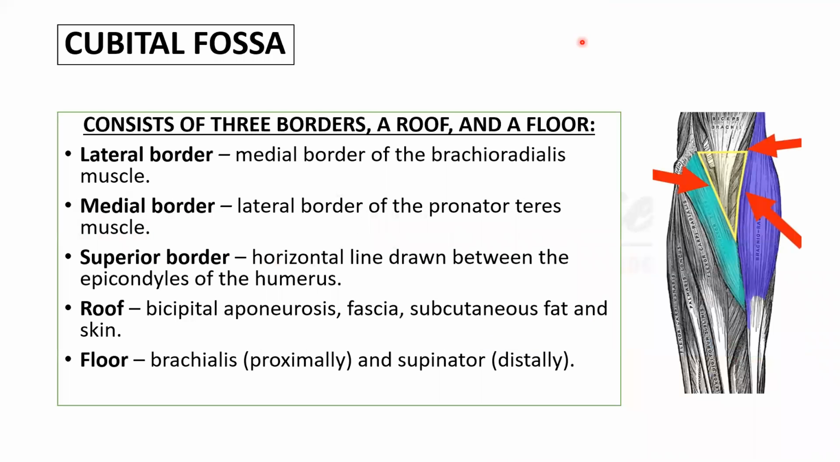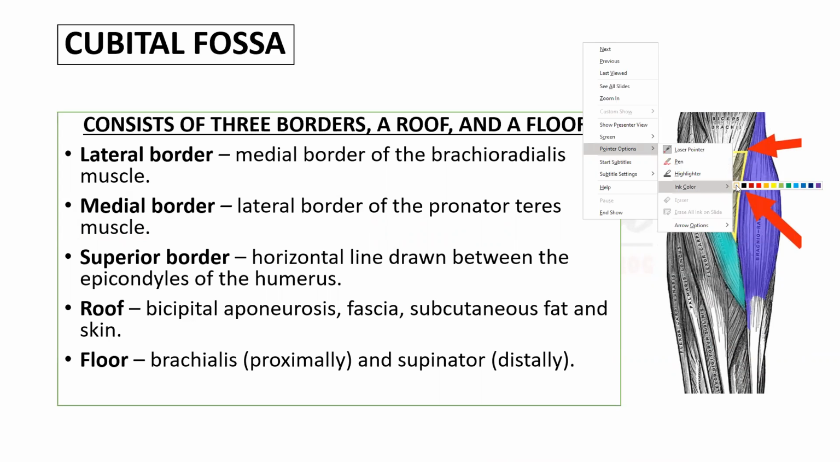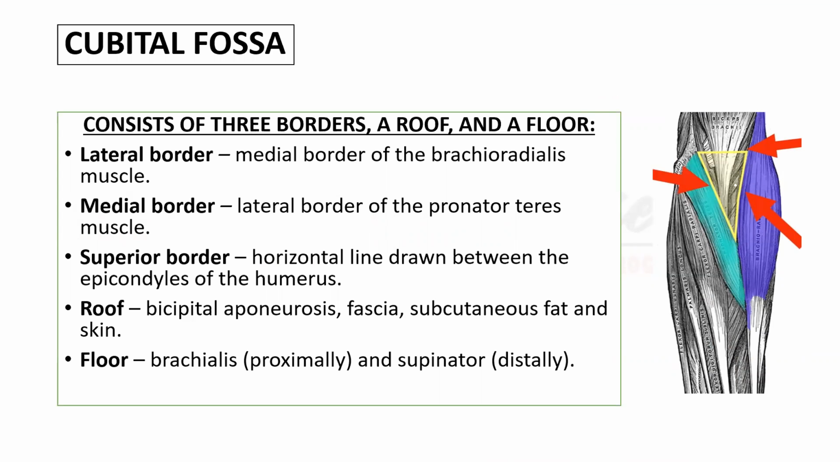Next one, coming to the cubital fossa. Talking about the cubital fossa, another name for the cubital fossa is the antecubital fossa. I'll write over here: antecubital fossa. Now we know that it is triangular in shape, and it is present in the anterior aspect, remember, the anterior aspect of the elbow.